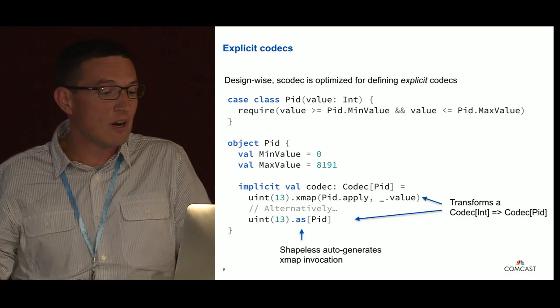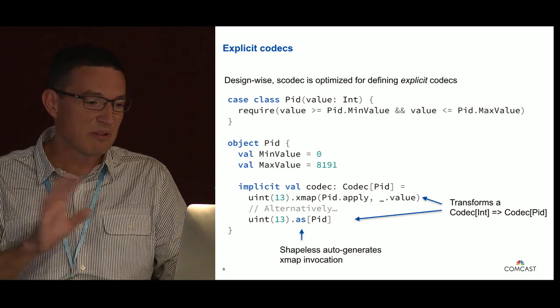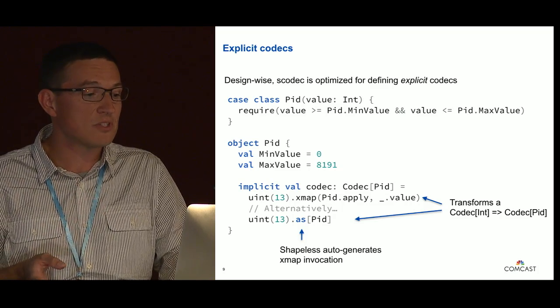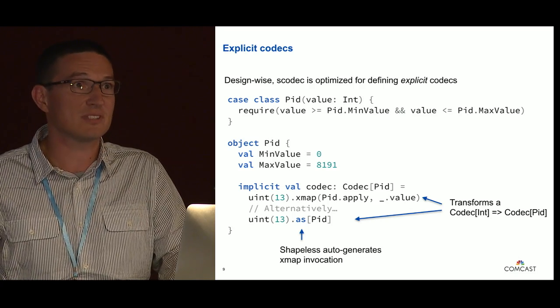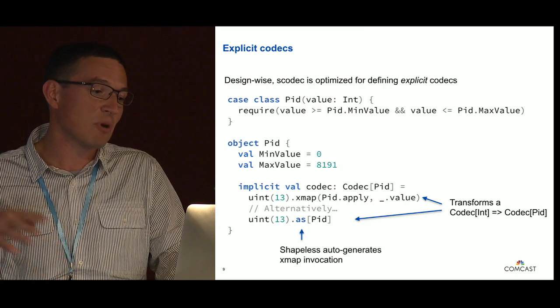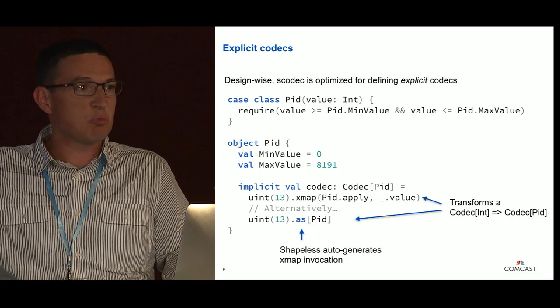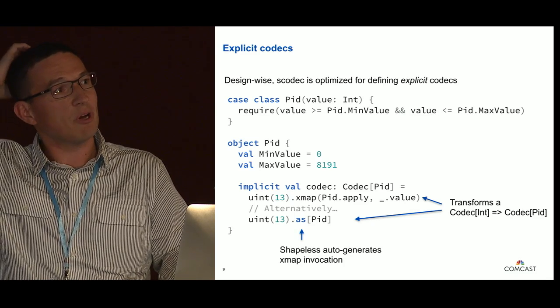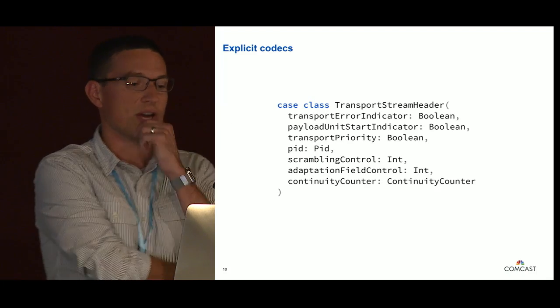A different option, though, is to use this as syntax. And this as syntax is probably one of the most magical features in Scodec. It shows up in lots of different places. It's completely driven by Shapeless. There's all sorts of different options. But for now, let's just say that as can rewrite this as PID method into the xmap call above. And we'll look at more detail of using as.